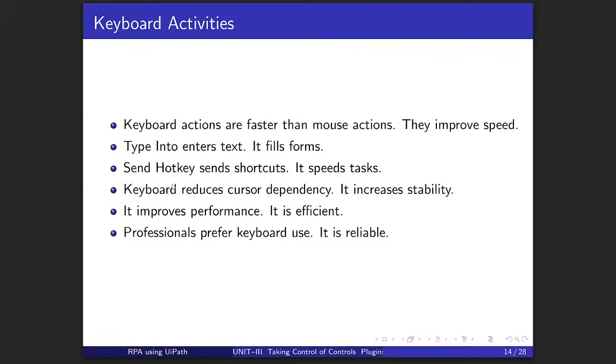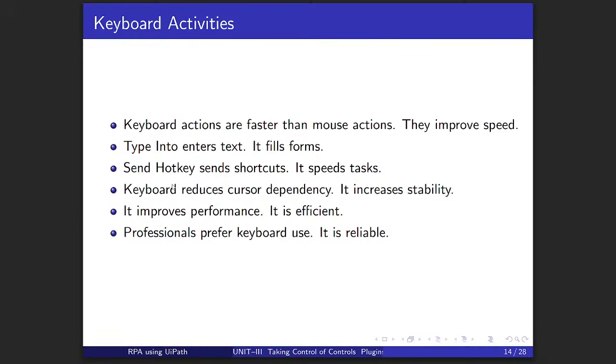Keyboard actions are often faster and more reliable than mouse actions because they don't depend on screen position. Even if the screen is moving, they don't depend on the screen position. For example, pressing enter to submit a form is quicker than moving the mouse and clicking submit. If you do the same thing with the mouse using a robot, it may take some time. But when you use the keyboard, it does not take much time and it may not give any errors.